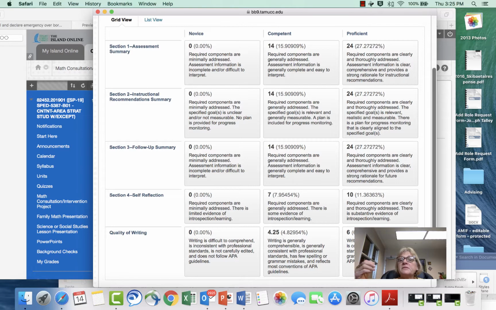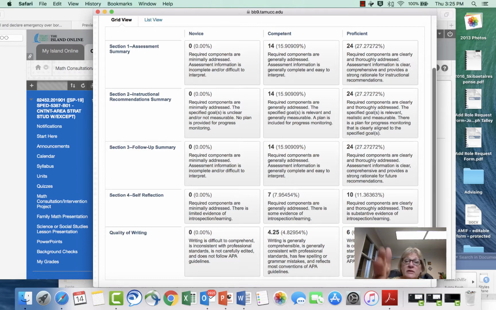Are all the components there? Is your goal or your objective relevant and measurable? Is there a plan for progress monitoring that's clearly aligned? Section 3, follow-up summary. So you have all those details in the guidelines about what's supposed to be included. We're looking to make sure that you've included them and that you've done a good job on that and you've been very thorough and comprehensible.